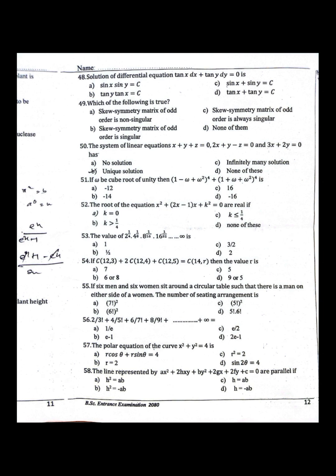56. 2 upon 3 factorial plus 4 upon 5 factorial plus 6 upon 7 factorial plus 8 upon 9 factorial plus ... to infinity equals: A, 1 upon e; B, e minus 1; C, e upon 2; D, 2e minus 1.